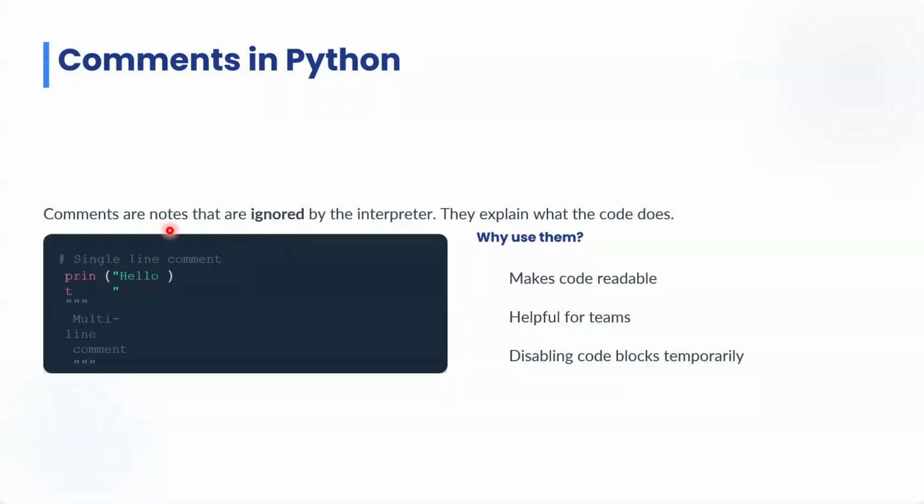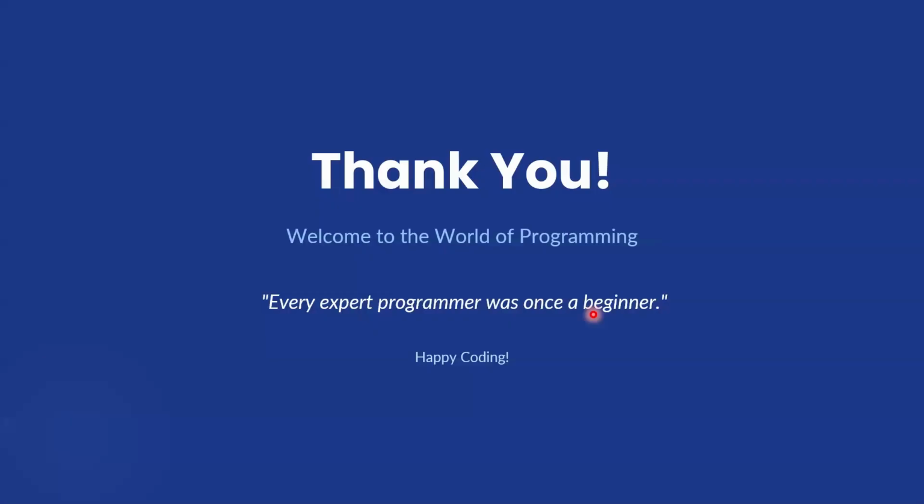So comments are the notes that are ignored by the interpreter. They explain what the code does. Why use them? Because they make our code more readable, they help other people in the team understand what you have done, and they let you temporarily disable code blocks. So that's all about today's class.